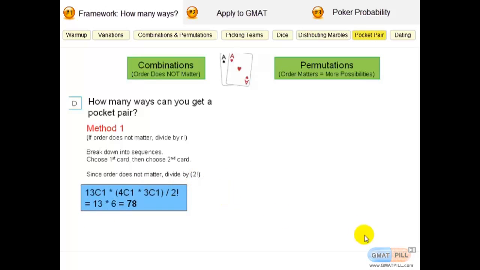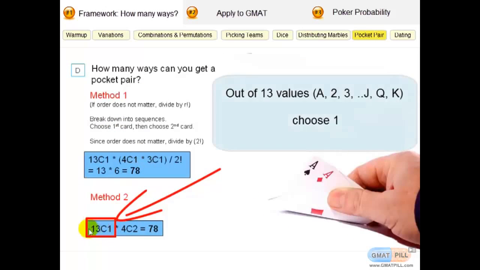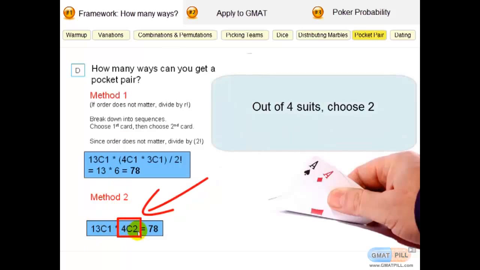Another way to do this, the second method, is to just do 13 choose 1 for whatever value you want, ace, 2, 3, all the way to king. And then for the 4 suits, choose 2 of them. So either way, you get 78.